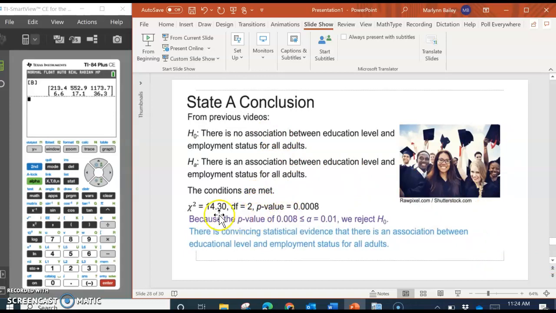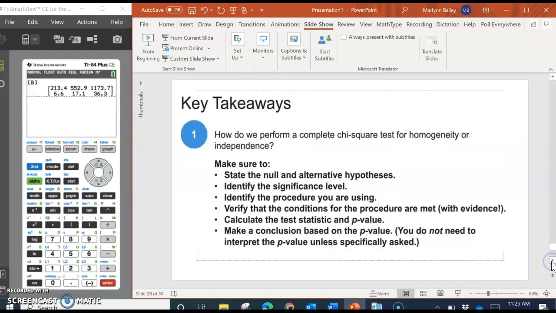And remember, we conclude the same way. So if our p-value is so small, less than alpha 0.01, even smaller, stronger, we're rejecting the HO. And for rejecting HO, there is enough evidence for HA. So there is convincing statistical evidence that there is an association between education level and employment status for all adults. So that is how you do a chi-square test for independence and homogeneity. These are the things you want to make sure you do if you are asked a free response question. Just a reminder, this is basically the process for any hypothesis test.